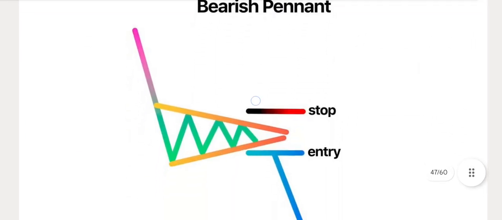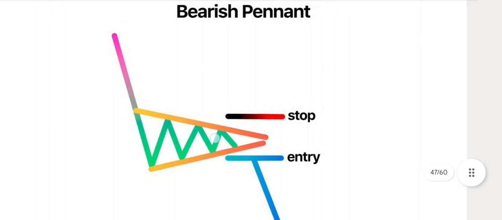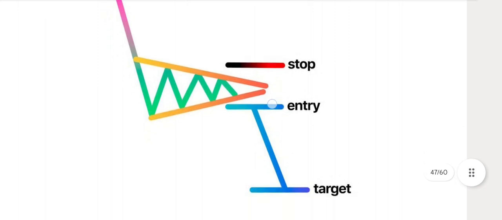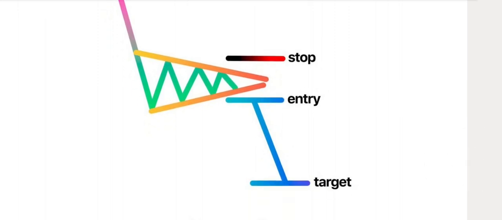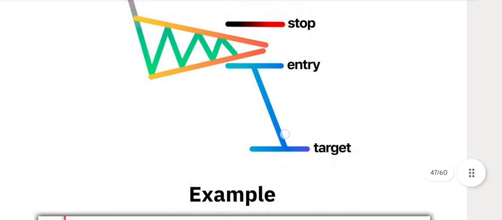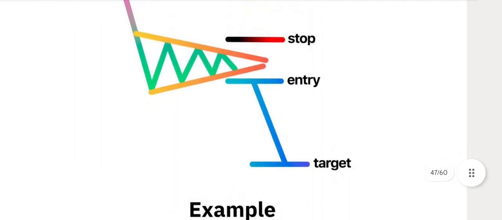The bearish pennant. We talked about the bullish pennant area. Now we have the bearish pennant. The stop loss, entry point, and the target. All right. Remember to use a ratio of 1 is to 3 for your risk management.